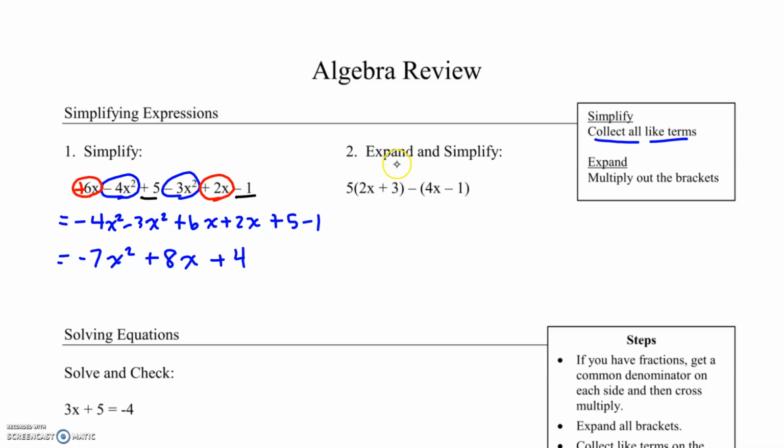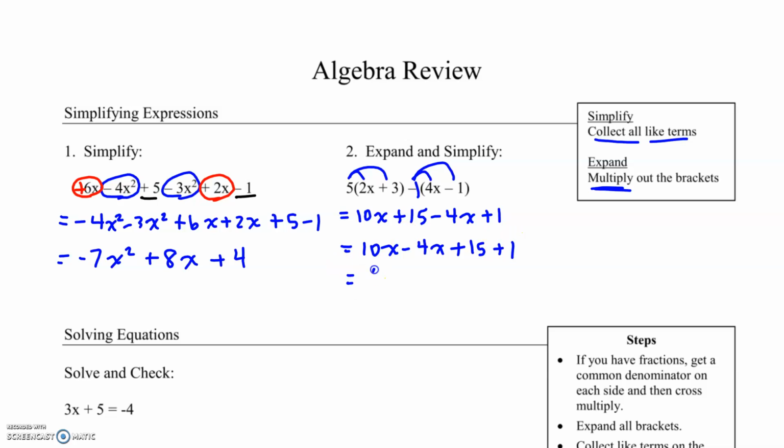Okay, the next one says to expand and simplify, and expand means we're multiplying out the bracket. So I'm going to be doing 5 times 2x and 5 times 3. So 5 times 2x is 10x, and 5 times 3 is 15. Now, we have a bracket here, but no number. So we remember there's an invisible one here, and we're going to treat that like a -1. -1 times 4x is a -4x. And -1 times -1 is a positive 1. Now we put like terms together. So 10x minus 4x plus 15 plus 1, and that's 6x plus 16.